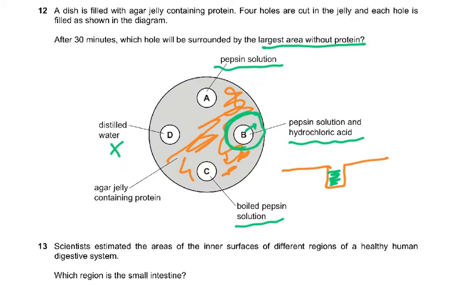The largest area without protein is the pepsin solution and hydrochloric acid, because pepsin works in the stomach. So we've got to remember that the answer to this will be B. Why would it be B? Because here we have only pepsin. Here we have pepsin and HCl. Here we have boiled pepsin which will not work because the enzyme has been denatured. And here we have distilled water. Distilled water contains no enzymes.